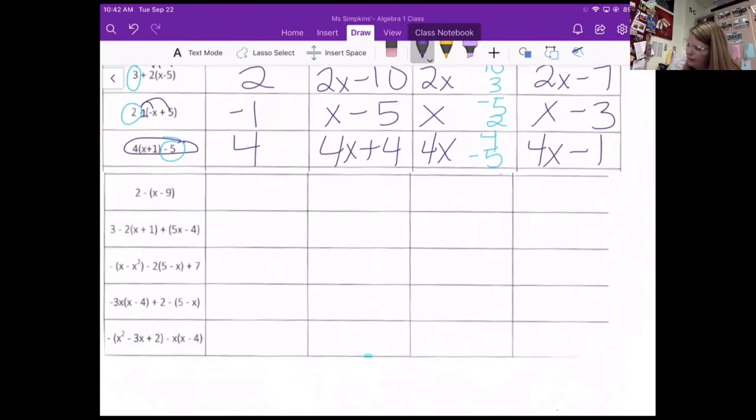We're going to look at this one that says 3 minus 2 times x plus 1 plus 5x plus 4, minus 4, excuse me. What do you notice that's different? Gavin? It does have 2 sets of parentheses. So that means we're not distributing one number. We're going to distribute 2 numbers.